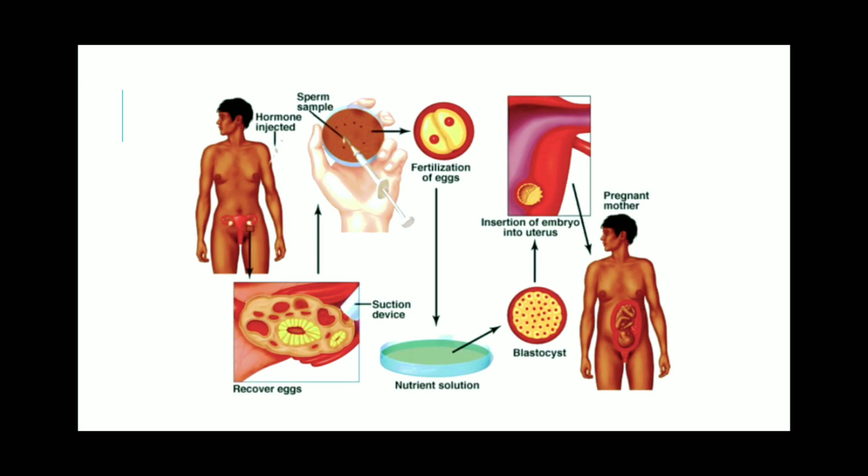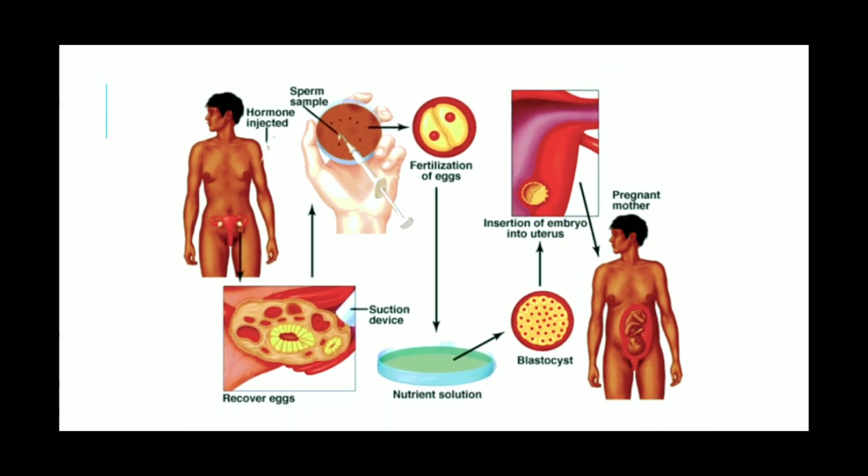It can also be seen in this particular diagram where the injection of the hormone is given to the woman, which will induce the ovary to produce more and more eggs at a particular time. We need to recover those eggs. Simultaneously, we need to prepare the sperm sample.